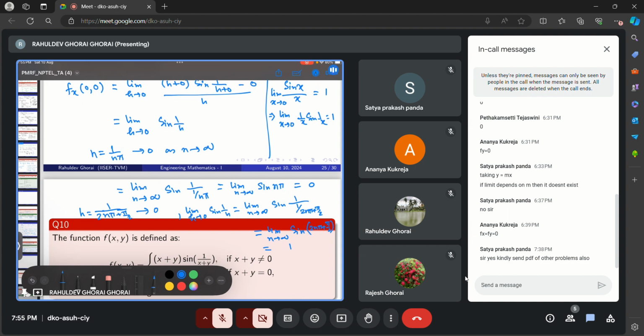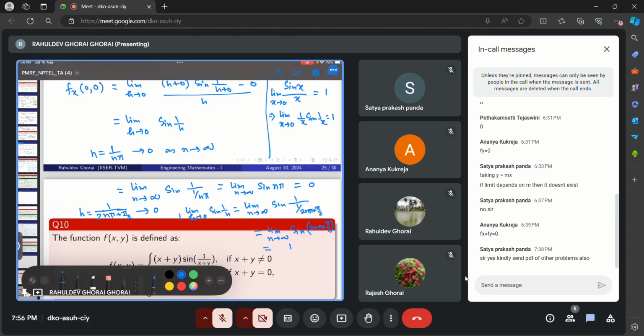What is the value of sine of 2n pi plus pi by 2? Sine of pi by 2 plus 2n pi equals cos 2n pi, and cos 2n pi is always 1. So sine of 2n pi plus pi by 2 is 1. Do you get the interesting thing here? Taking two different sequences, you get different limits. So that cannot happen. If the limit as h tends to 0 exists, whatever type of h you take, the limit should be the same.